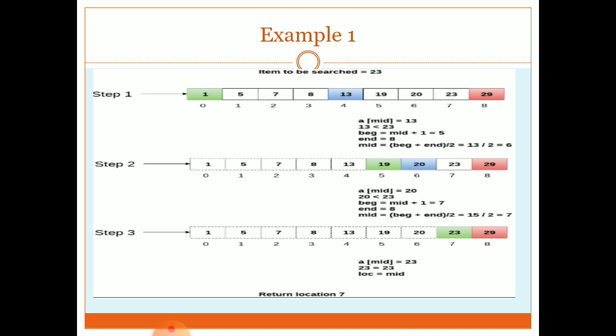Correct? So now again the elements 23 and 29 are there, where the beginning position is 7 and the end position is 8. So 7 plus 8 is 15. 15 divided by 2 is 7.5. Now I am taking the middle position as 7. Now I compare: does 23 match with the middle element?